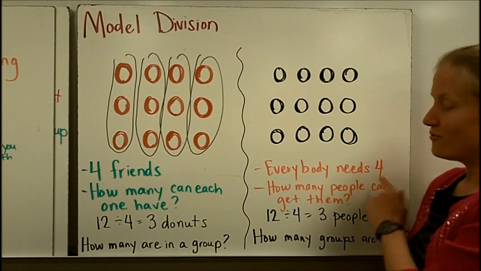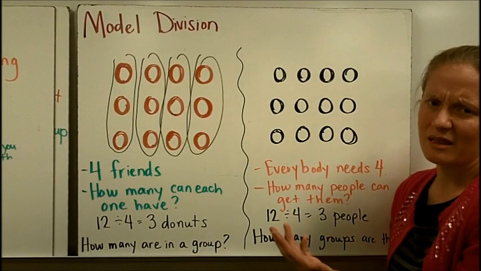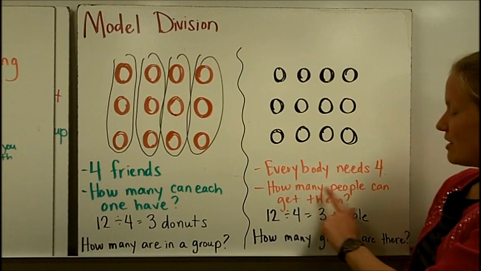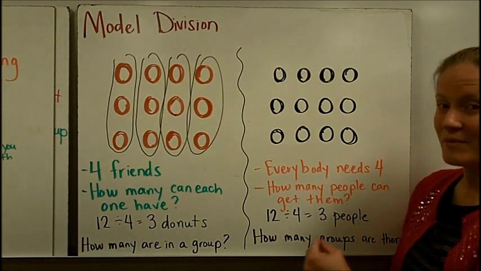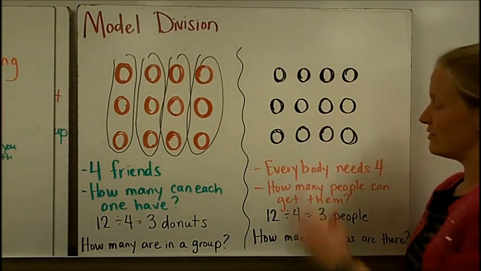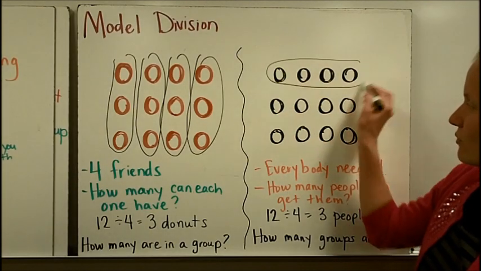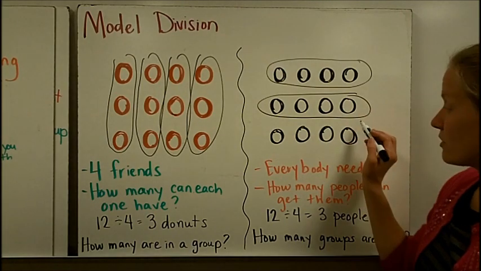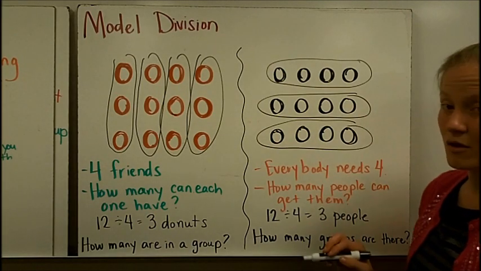And everybody needed 4 to put on their car. Maybe we're making a Lego craft. So the question could be, how many people can get them? How many cars could be made out of this? So here's a group of 4 wheels that could go on one car. Here's a group of 4 wheels that could go on another car. And here's a group of 4 wheels that could go on this car.